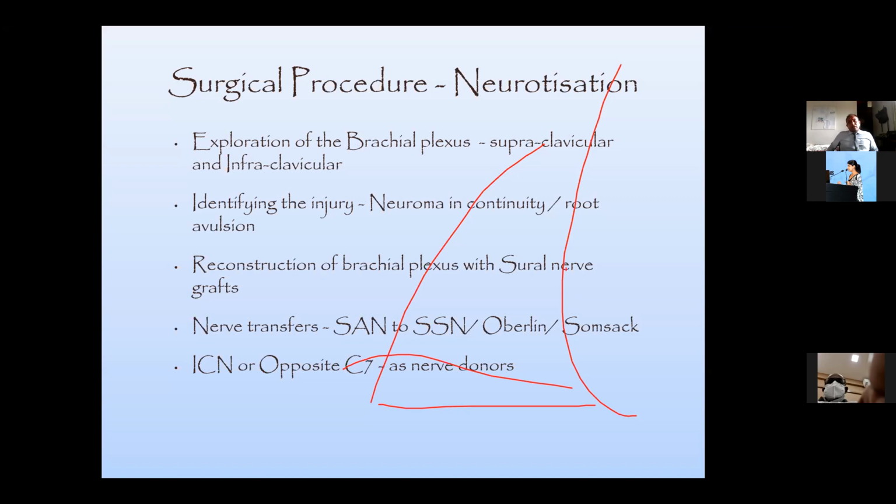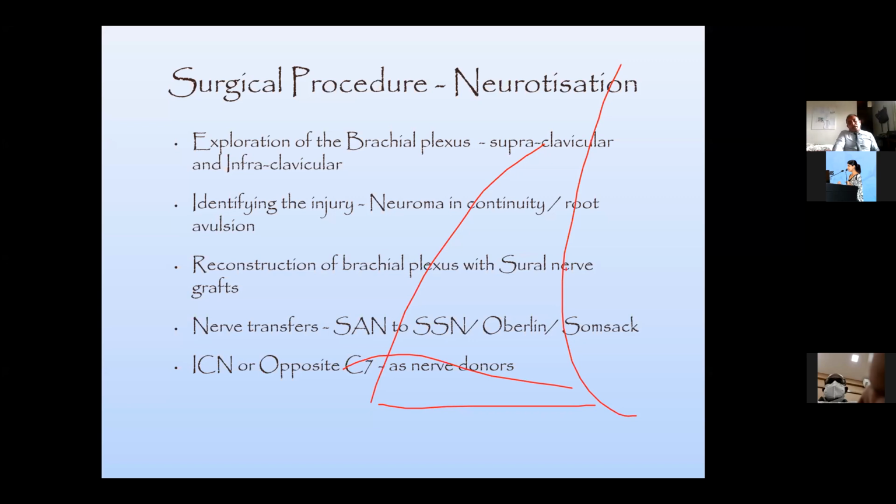Usually the clavicle is divided and the whole brachial plexus is exposed, and we identify the injury. Usually there is neuroma in continuity, or sometimes there can be root avulsion. The neuroma in continuity is excised and grafted with sural nerve graft. And if there is root avulsion, we can think about nerve transfers like spinal accessory nerve to suprascapular nerve, Oberlin transfer, SOMSAC transfer, not going to go into detail.